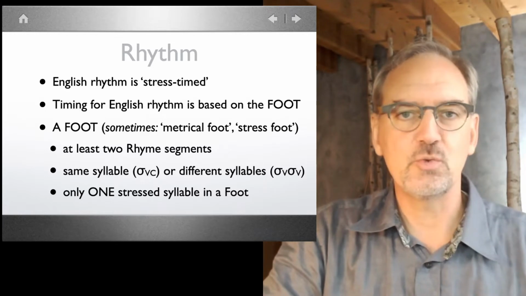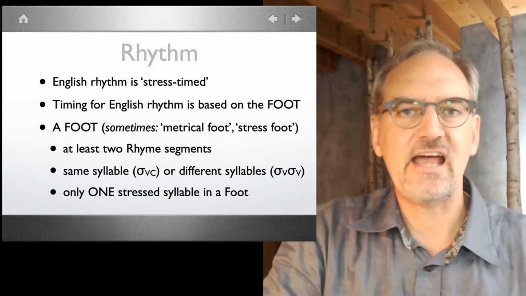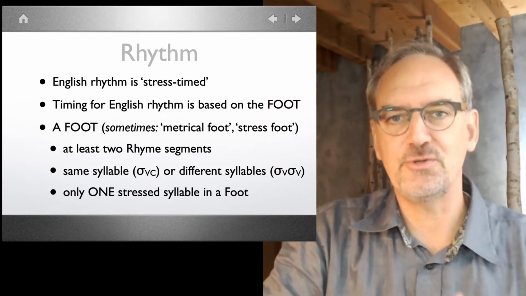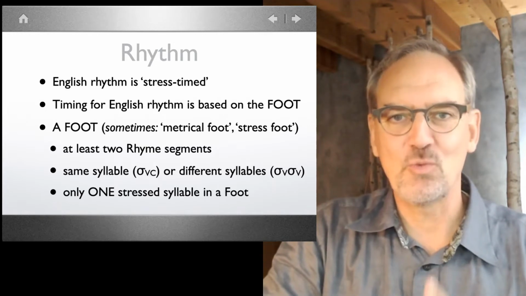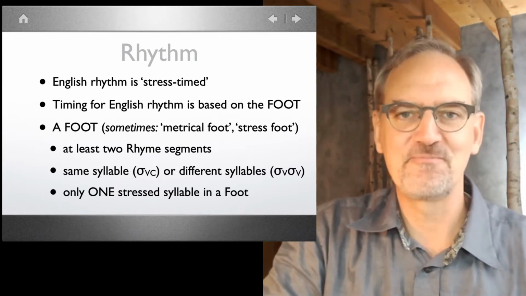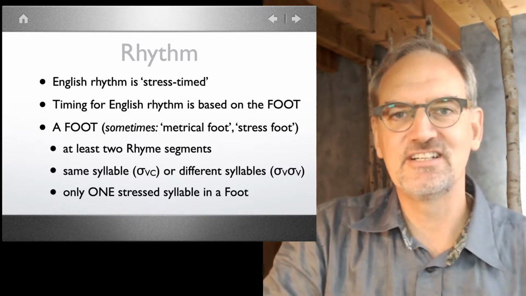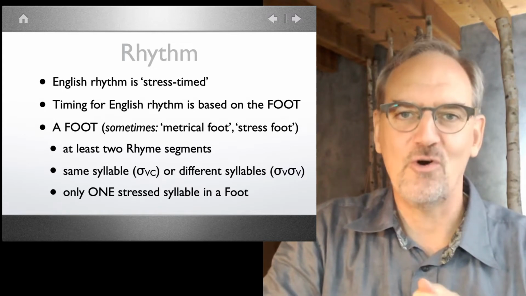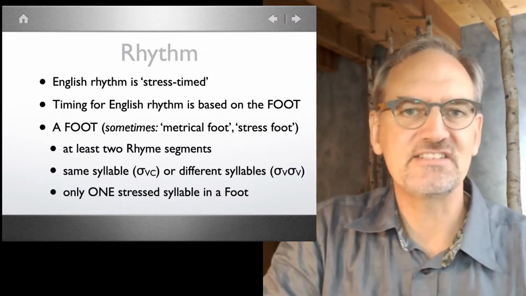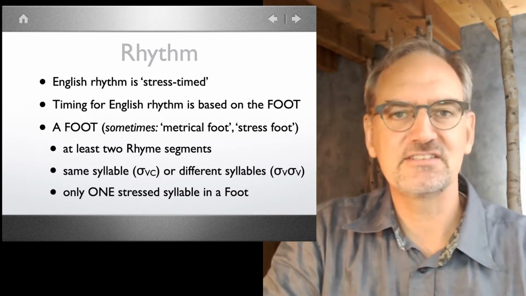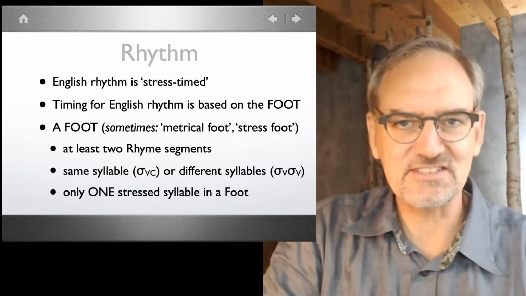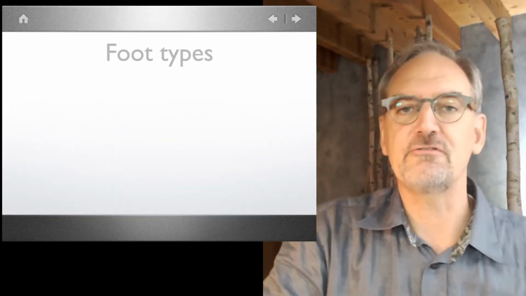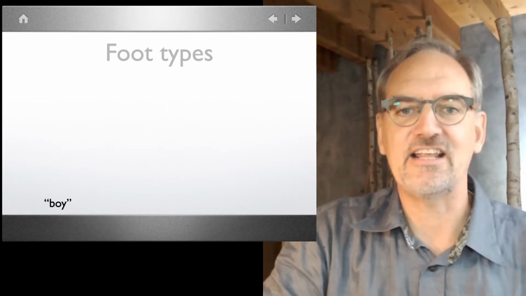Now, any foot, whether there's one syllable or two, can only have one stressed syllable. And this is an important point that we will come back to many times. If there's one stressed syllable, there's one foot. If there are three stressed syllables, there are three feet. Any foot, whether it has one syllable or more, only has one stressed syllable. It may be primary stress or it may be secondary stress, but if it's a stressed syllable, there can only be one in the foot. Okay? And this leads to a range of different foot types, and I'll highlight those now.